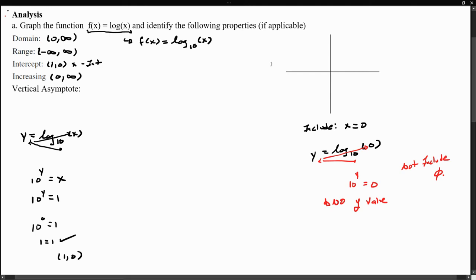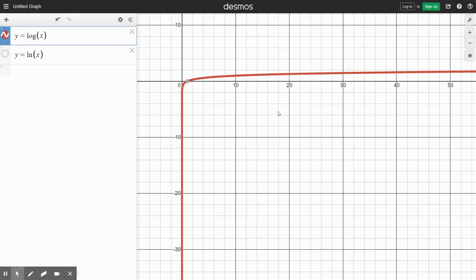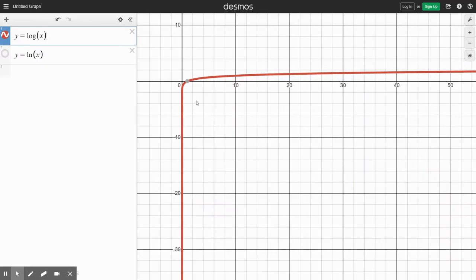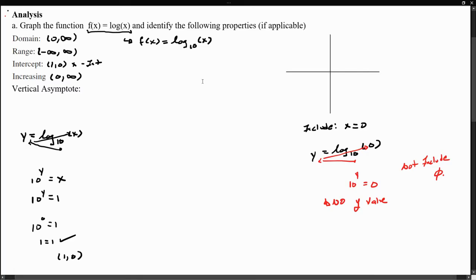Now, do we have a vertical asymptote? Looking at this function, we can see that there's a vertical asymptote at x equals 0, because we already showed that we cannot use 0. If we keep scrolling, I don't know why it's showing undefined, but we should just stay super close to 0, but not exactly on 0. So therefore, there's a vertical asymptote at x equals 0. Anytime we write down the function log of x, this will always be true.